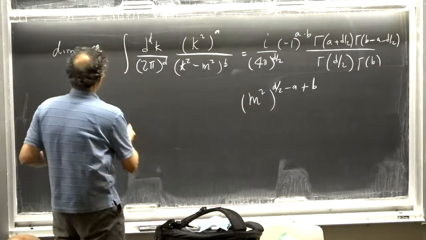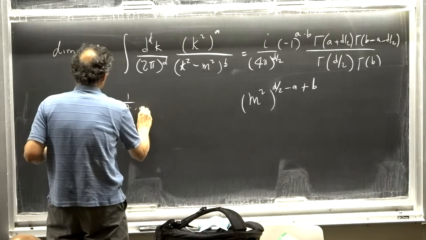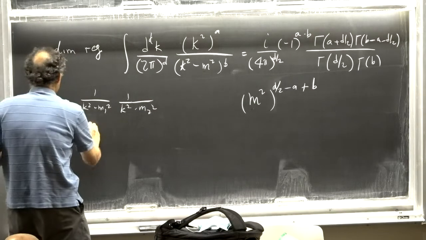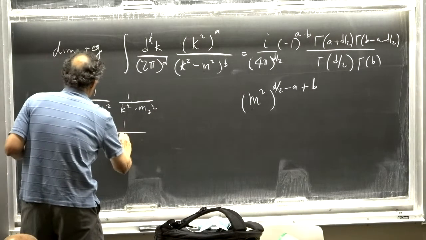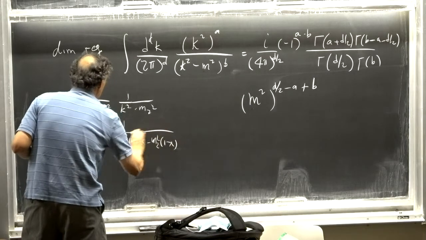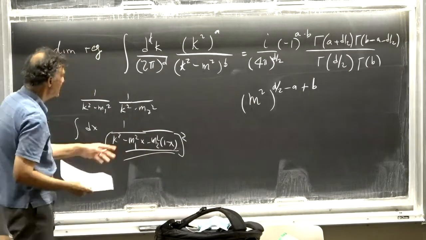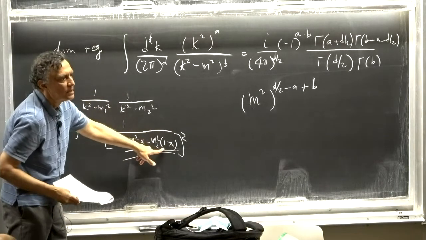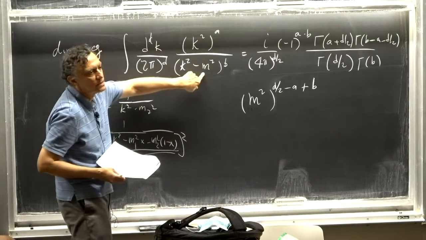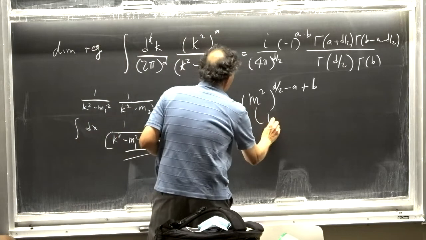If you have multiple denominators, k squared minus m1 squared, k squared minus m2 squared, then you can use Feynman parameters to combine this into some kind of integral dx, k squared minus m1 squared x minus m2 squared (1 minus x) whole squared. But again, you can see that the scale here is just some linear combination of the two m's. So if you have propagators where every denominator is a low scale, doesn't matter how many you have, this m is going to be a low scale.